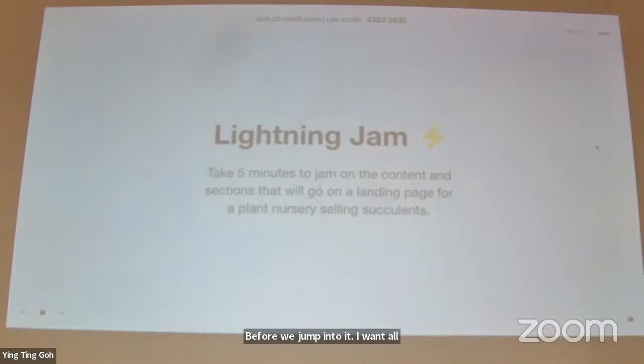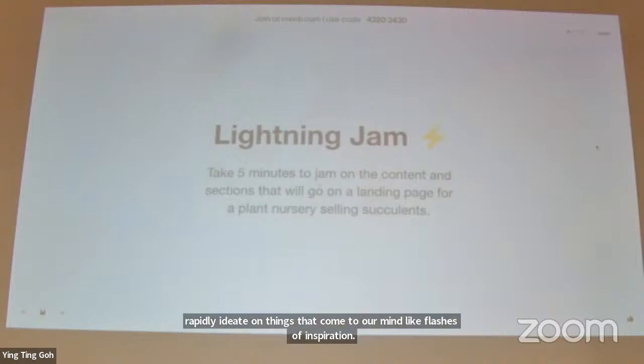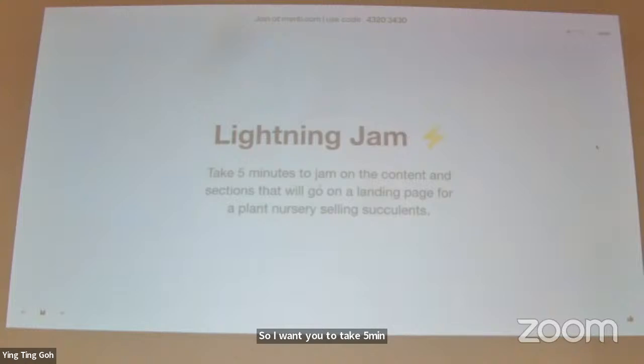We're going to have 5 minutes to do a lightning jam. A lightning jam means we're not going to focus too much on making sure we're getting it right, but the idea is to just rapidly ideate on things that come to our mind, like flashes of inspiration. So I want you to take 5 minutes, okay? You can do it on a piece of paper, maybe on your phone, or maybe on your laptop.